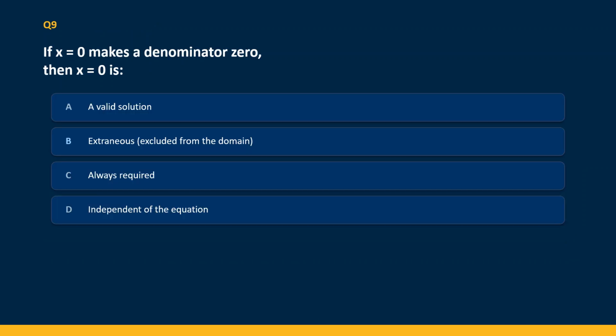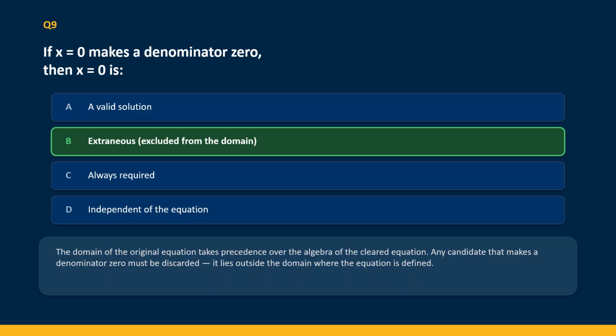Question 9. If x equals 0 makes a denominator 0, then x equals 0 is what? The answer choices are: A, a valid solution; B, extraneous, meaning it is excluded from the domain; C, a complex number; D, undefined only in certain cases. Allow a brief pause for reflection before revealing the answer. The correct answer is B, extraneous.